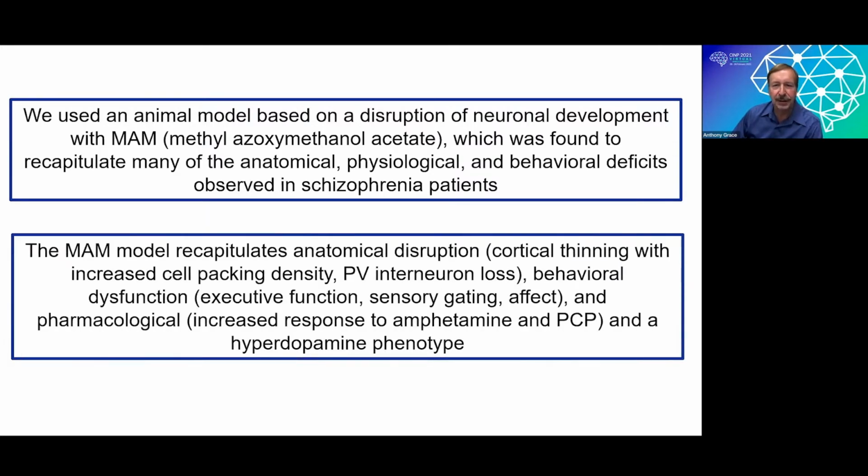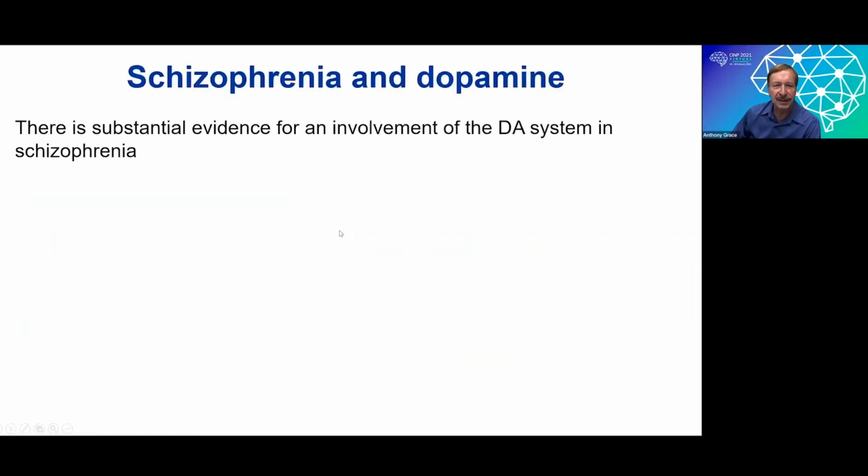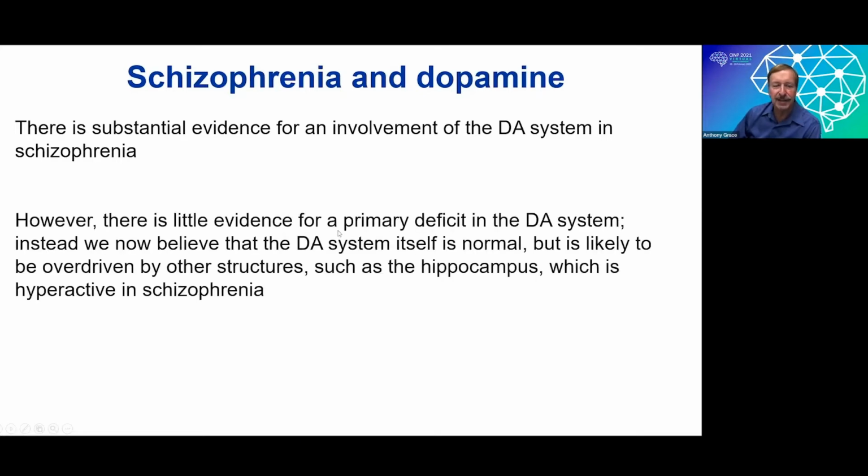The MAM model recapitulates a number of disruptions seen in the human schizophrenia patient, including anatomical, such as cortical thinning and increased cell packing density, parvalbumin interneuron loss, behavioral dysfunctions, such as executive function, sensory gating, and affect, and pharmacological changes, such as increased response to amphetamine and PCP, and a hyperdopaminergic phenotype. There's substantial evidence for an involvement of the dopamine system in schizophrenia. However, there's little evidence for a primary deficit in the dopamine system.